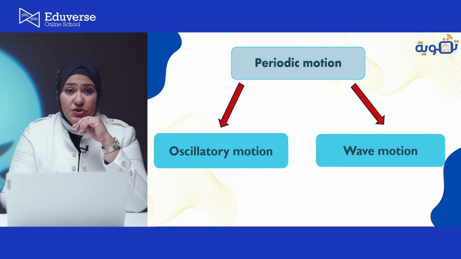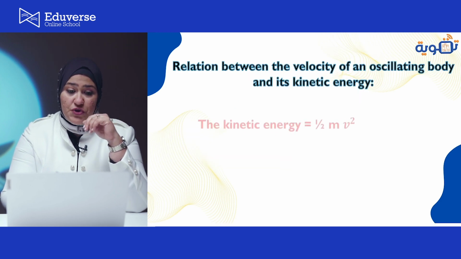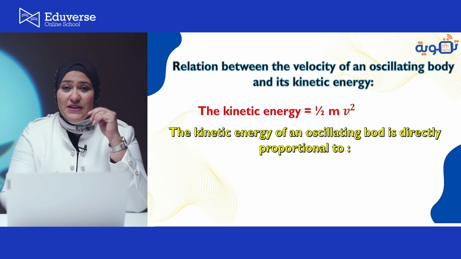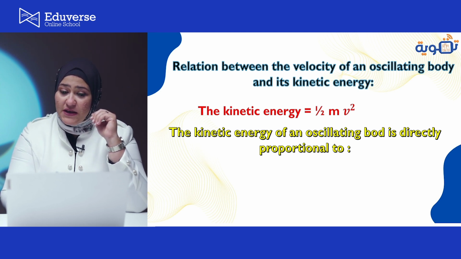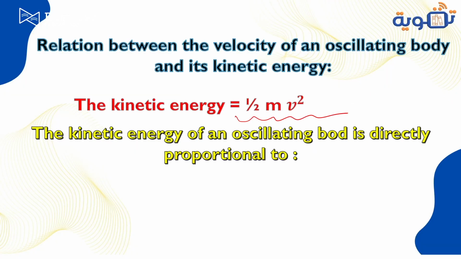The periodic motion has two types. The first one is oscillatory motion. The second one is wave motion. We will talk about the relation between the velocity of an oscillating body and its kinetic energy. The kinetic energy equals half times mass times v square.